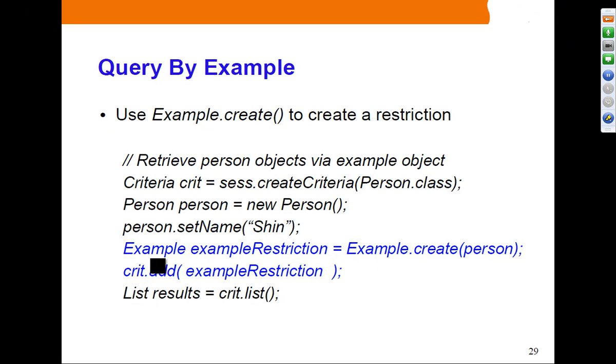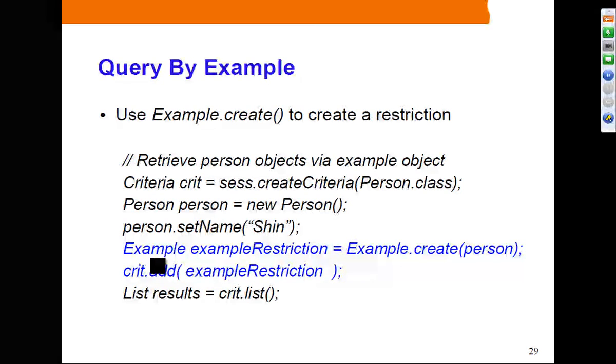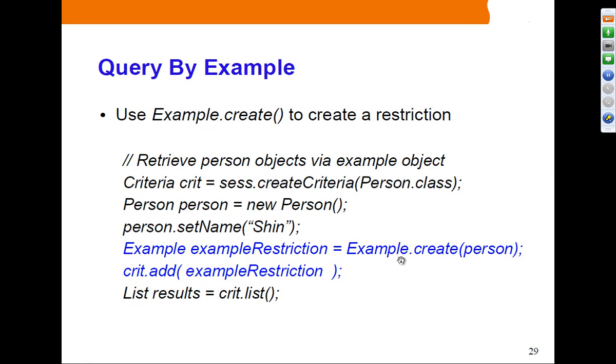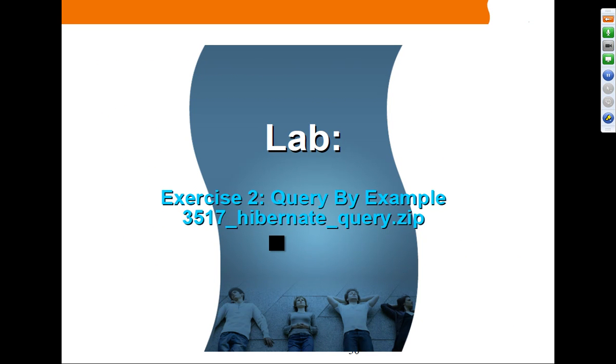So example is like this. You use the create method of the Example class and provide the domain class object, and then you have an example. You can think of example as another restriction, so you just add that restriction. Underneath, it is going to create the criteria for you. In this case, by setting the name field of the person object, what I'm saying is give me all the persons whose name is Shin. All right, so let's do exercise 2.